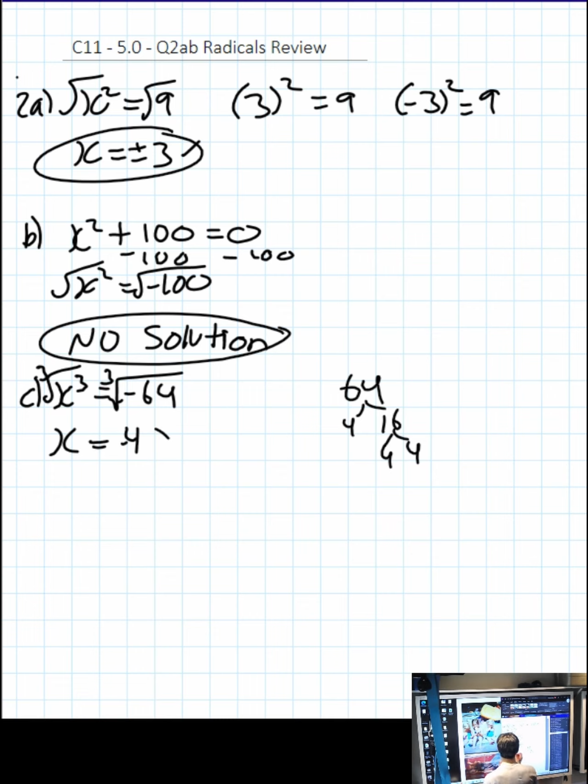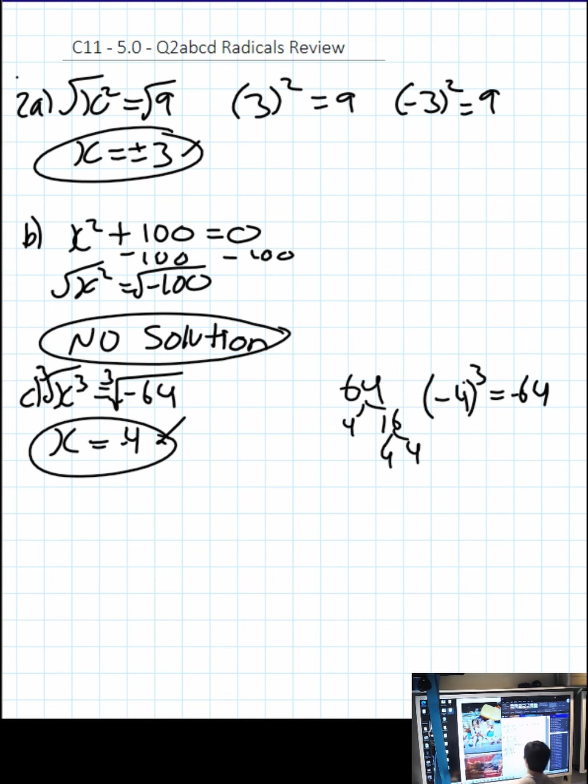Circle our answer. Perfect. So now if we cube negative 4, off to the right, open bracket, negative 4, close bracket cubed equals, on the calculator, negative 64. Near our circled answer, check mark. Awesome. All right, we have 2d.